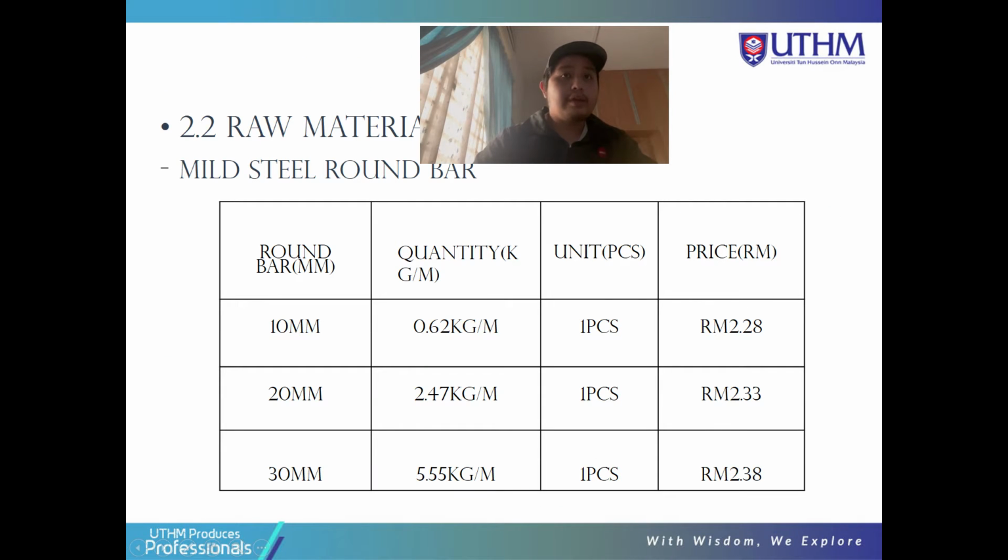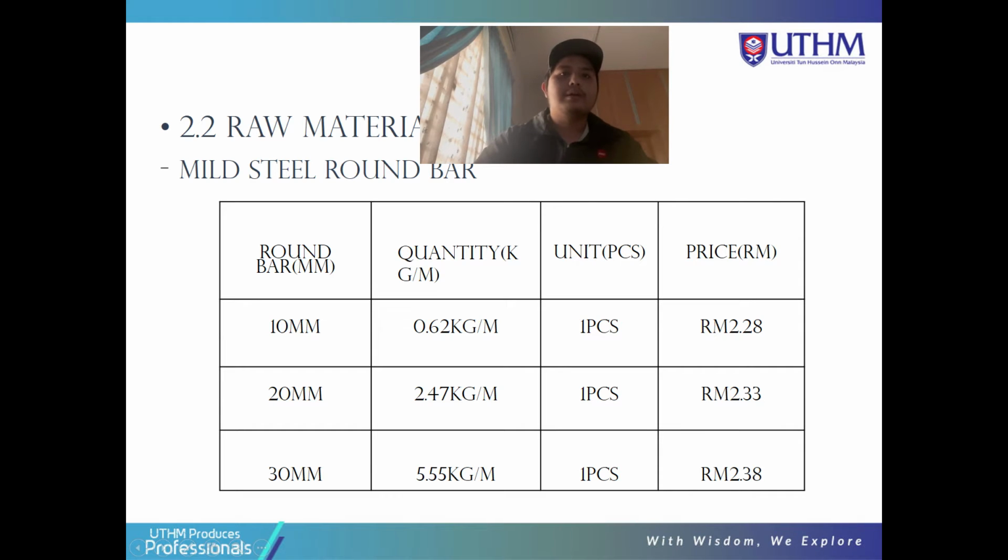Secondly, we have raw materials. As we can see here, a mild steel round bar is needed in our production. We need 10 millimeters, 20 millimeters, and 30 millimeters, which are various mild steel round bars. There are also a few other parts that we still need, which consist of various types of quantity and price itself.